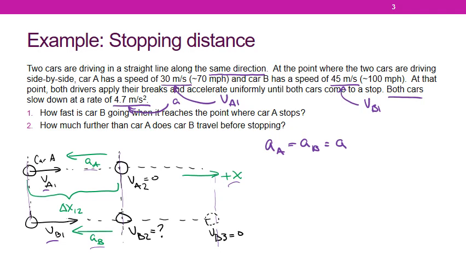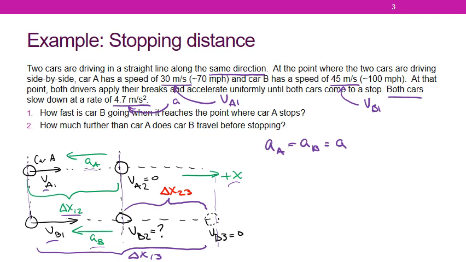And as I think about what I'm trying to find out, I don't know the stopping distance for car A, and I also don't know the stopping distance for car B. We might call that delta x13. And I also don't know what this other distance is. This is the one that I'm really after. We could call that delta x23. That tells me how much further car B travels before coming to a stop.